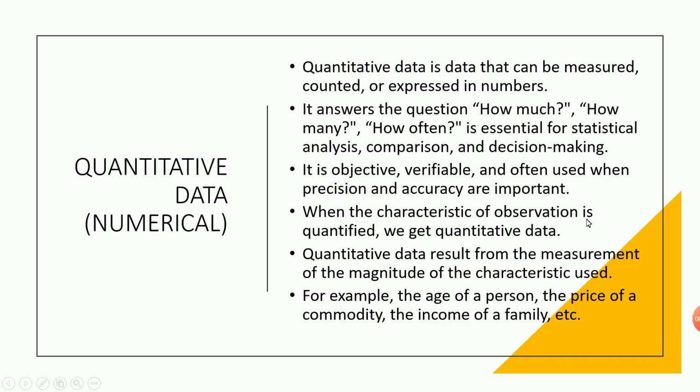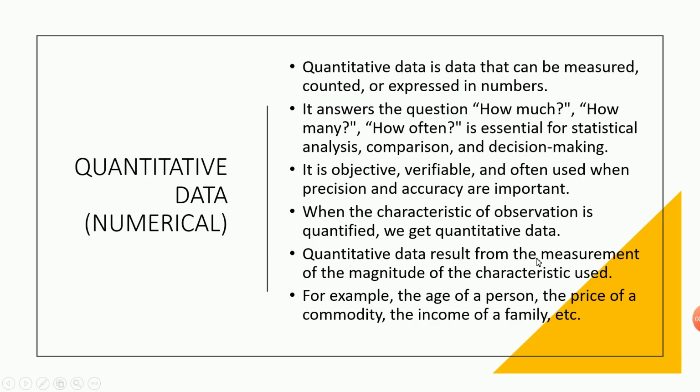So when the characteristic of observation is quantified, we get the quantitative data. So simply, quantitative data is the data that can be measured, counted, or expressed in numbers. So when I am assuming a population, if I can count the population exactly, then that is quantitative data. When the population is infinite or cannot be quantified, then that is qualitative data. The data obtained from such type of population is known as qualitative data.